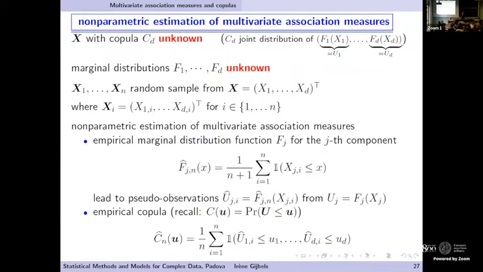So what you have to do is first start estimating these unknown marginal distribution functions. That's easy, the empirical distribution function, except that we are not dividing by n, but by n plus 1. Why? Because we want to stay away from 0 and 1. That's the only reason. Once you have that, you have pseudo-observations, and you can construct the empirical version of C_D, which is the empirical copula, which goes back to Deheuvels in 1979 or something like that. So which is this, right?